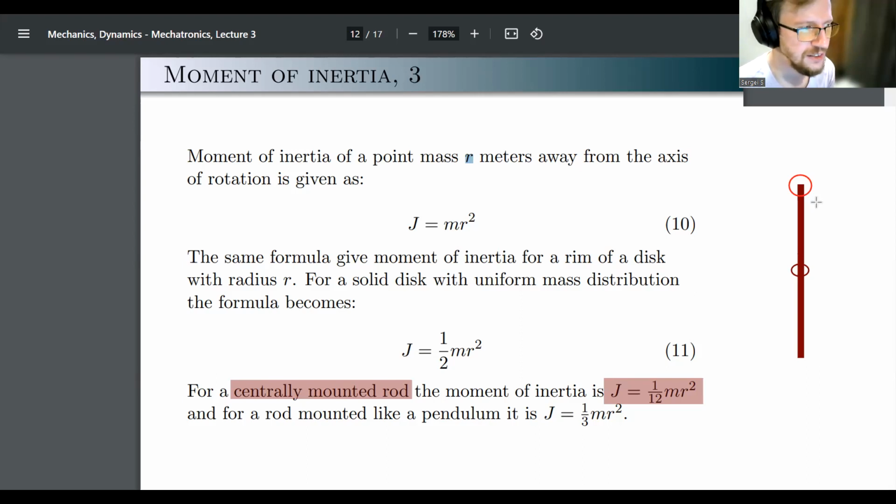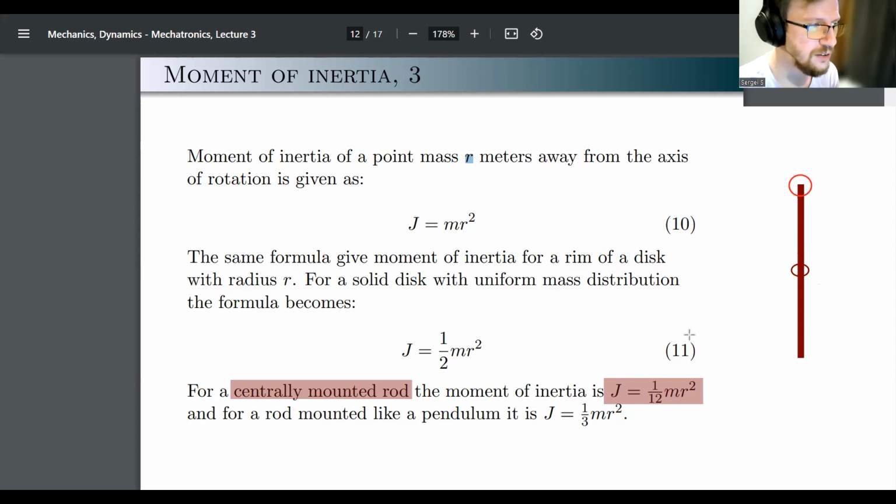A point-like mass, so a mathematical pendulum, would be mr squared. That is the moment of inertia. For a rod mounted like a pendulum, but a rod, not a mathematical pendulum, it would be 3 times lower. If it is a centrally mounted rod, which is typical for motors, when you mount something, you don't want it non-symmetric because it will produce vibrations. So a centrally mounted rod will be 1/12 the inertia.